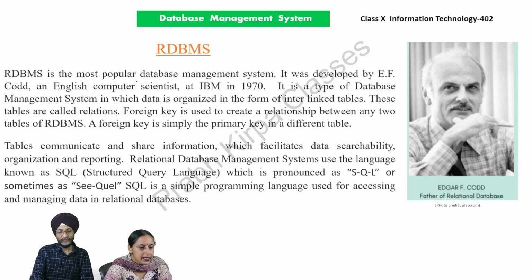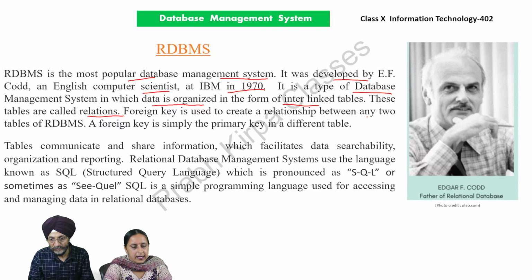RDBMS. RDBMS is the most popular database management system. It was developed by E.F. Codd, an English computer scientist at IBM in 1970. It is a type of database management system in which data is organized in the form of interlinked tables. These tables are called relations. A foreign key is used to create a relationship between any two tables of an RDBMS.